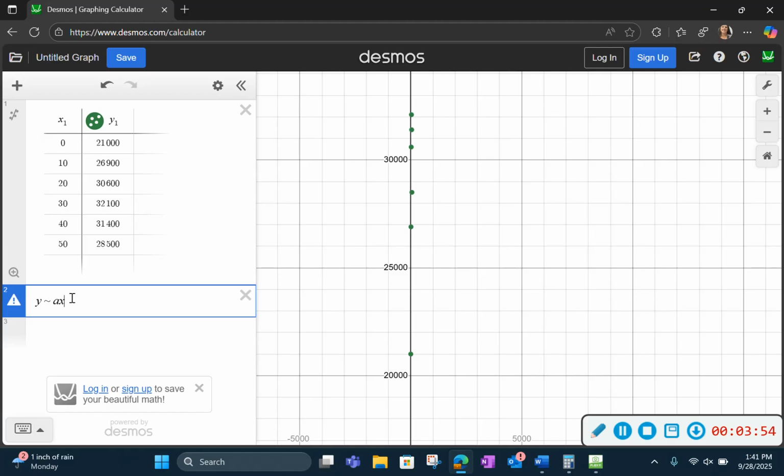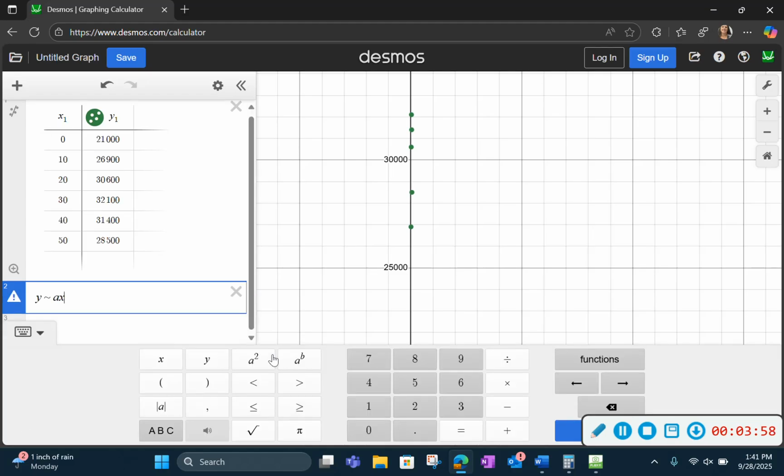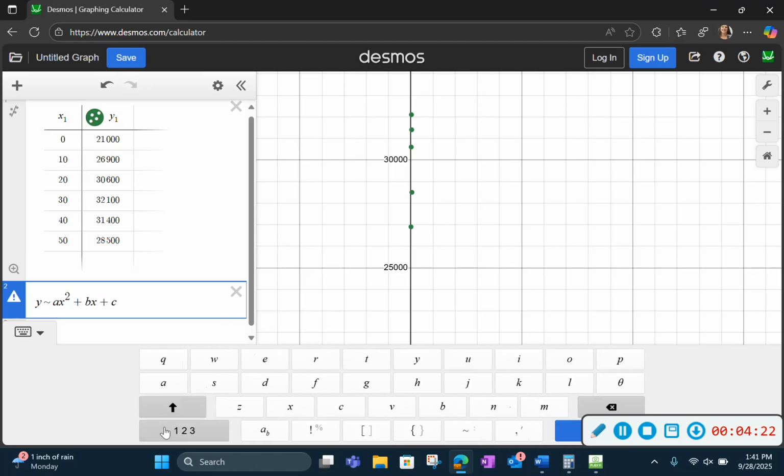Then we're going to type in our standard form equation, so ax squared plus bx plus c. However, notice in our table, our values are x1 and y1. So we have to say that we want this equation to follow these values. The way we do that is we go back and put the subscript of that 1 just like it is in our table. The way we do that is you click on ABC. It gives you the subscript button right here.